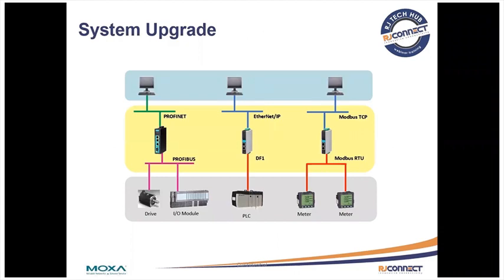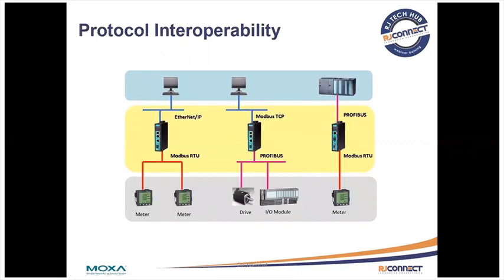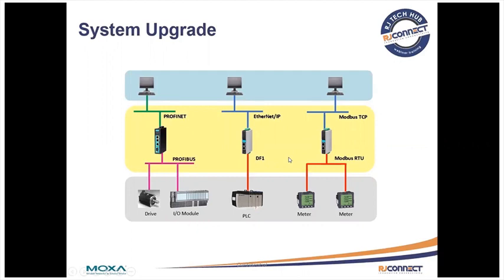Here we take a look at some examples of on-the-fly or transparent communication protocol conversions. Profibus to Profinet, DF1 to Ethernet IP, and Modbus RTU to Modbus TCP are good examples. If we want protocol interoperability, we need to convert from Modbus RTU to Ethernet IP, for example, or Profibus to Modbus TCP, or Modbus RTU to Profibus. These are some examples of agent conversions, and the previous slide showed transparent conversions.